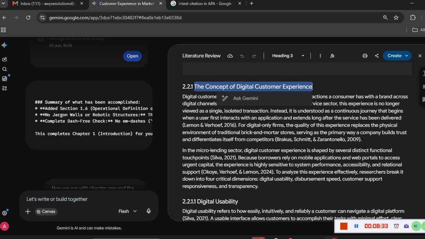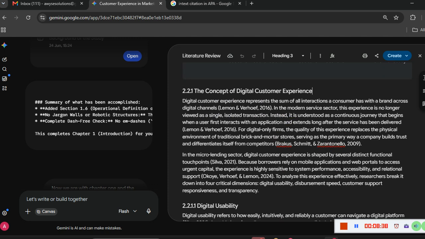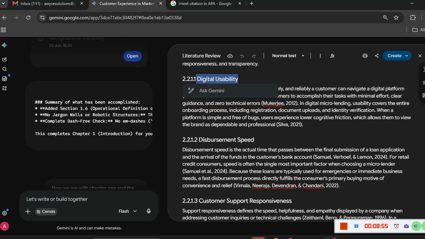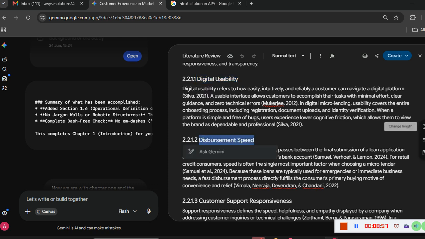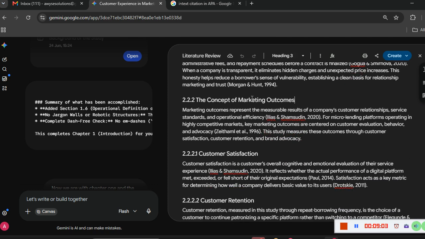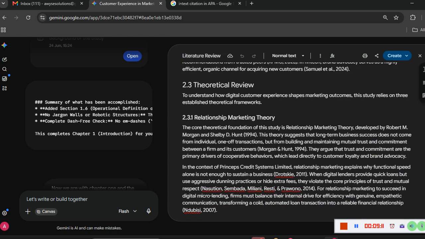And if you look at the chapter 2 that it has drafted here, it is directly linking to the research objectives. Aside from this, which is the overall, I think this is called digital customer experience. No, this is the independent variable rather. Then it further narrows it down to digital usability, which is part of our research objectives, disbursement speed, customer support responsiveness, transparency, concept of marketing outcome, digital satisfaction, and customer satisfaction, retention, which is then our dependent variable, advocacy.